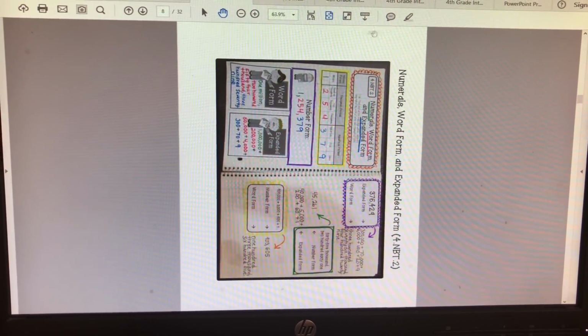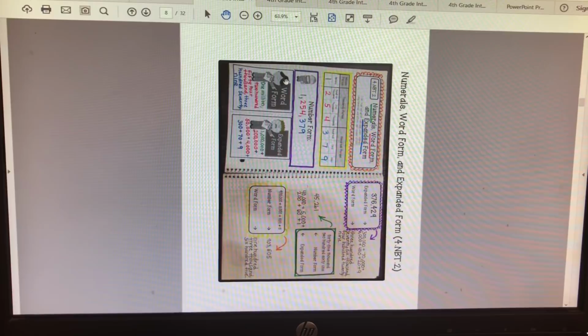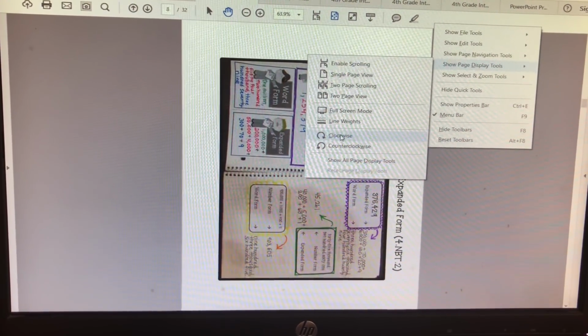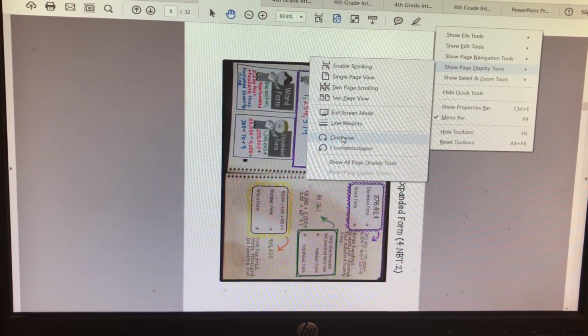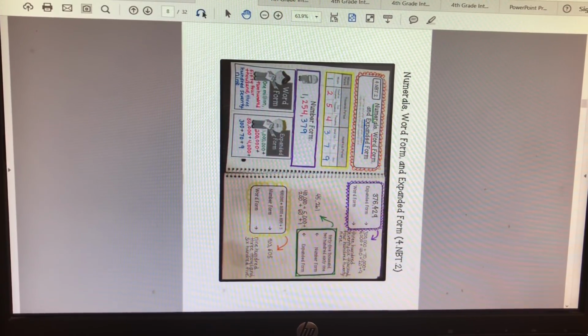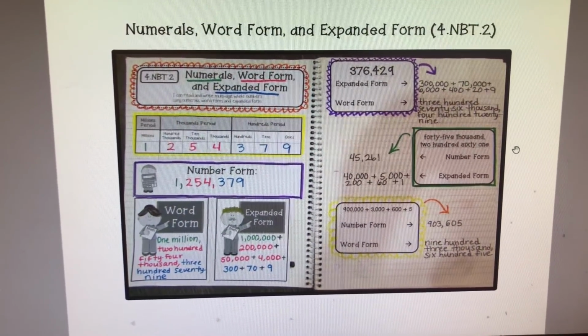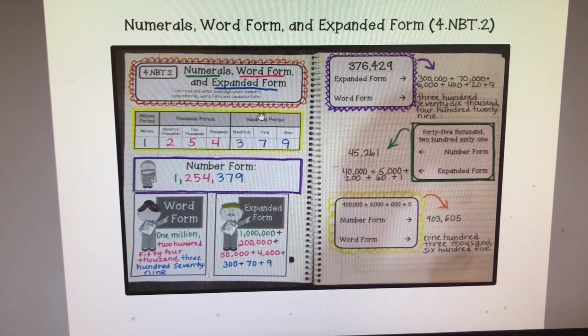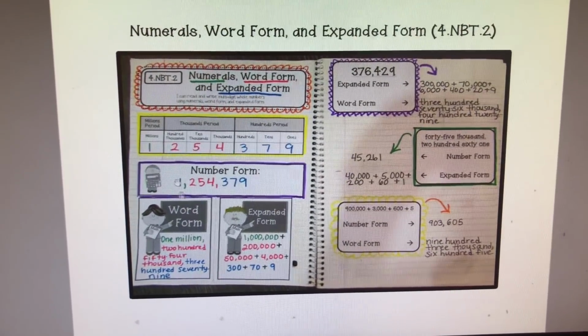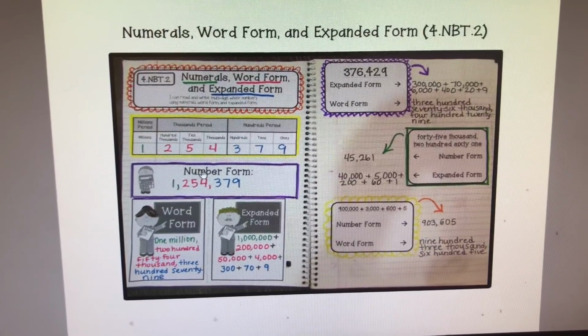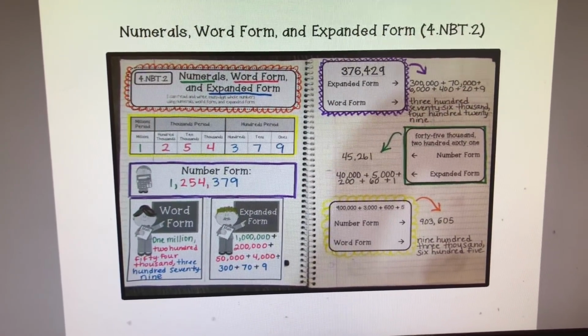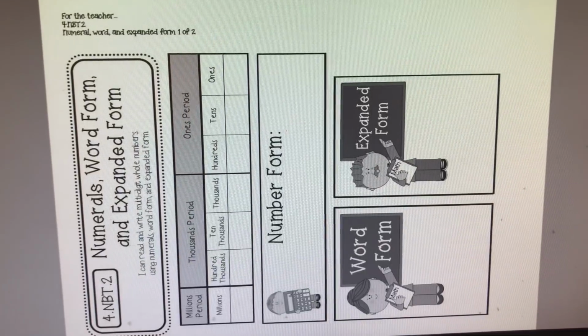Let me see if I can rotate this page. Yeah, okay. Let's rotate counterclockwise. Oh, here we go. This is the page that we sort of did, not all of this, but we did part of it. This is going over standard, word form, and expanded. I really didn't use it because we don't use number form. That's not the vocabulary we use. We use standard form.